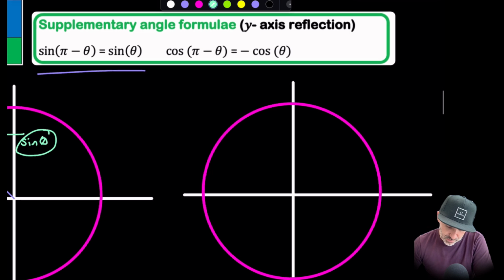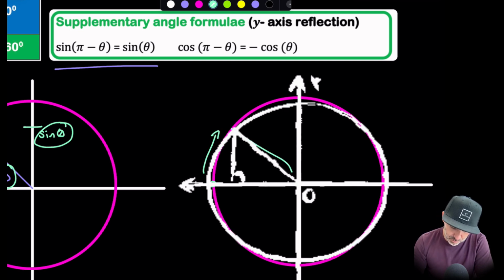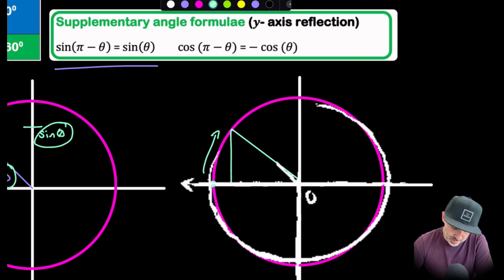Let's move on to cos. If we rotate around to pi, which was here again, and then move back a certain measure of theta, we will have that triangle there, okay?